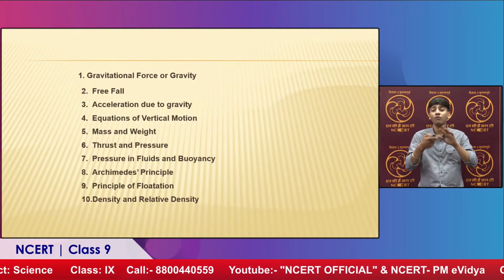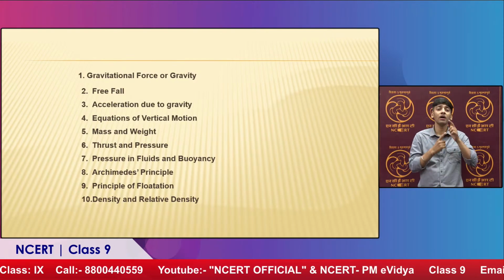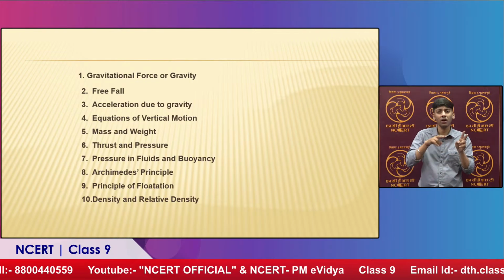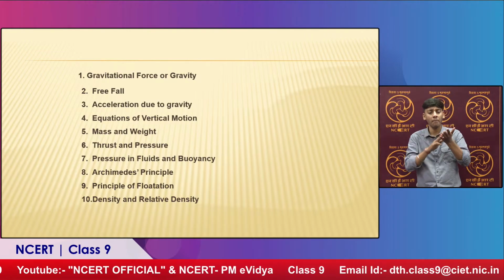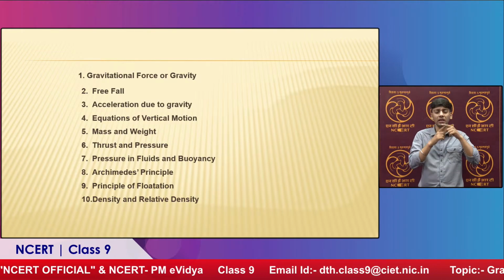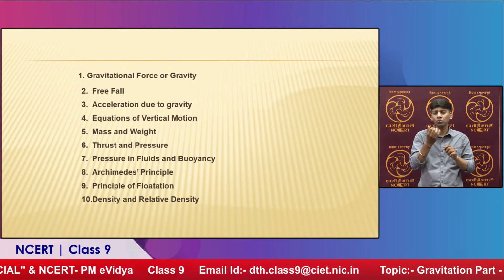Ma'am, firstly I would like to ask you, what are we going to cover in this gravitation part 2? In the previous session, we covered the topic gravitational force and the universal gravitational constant, in which we derived the value of capital G, which was 6.67 into 10 to the power minus 11 newton meter square per kg square. Continuing from that, today we will study in detail free fall, acceleration due to gravity, related equations of vertical motion, what happens when an object is dropped freely towards the earth, and mass and weight. The remaining topics like thrust and pressure, pressure in fluids and buoyancy we will cover in the next session.